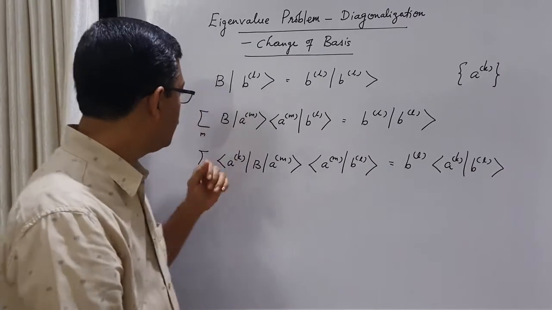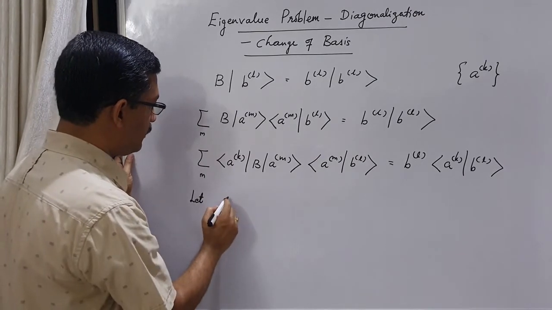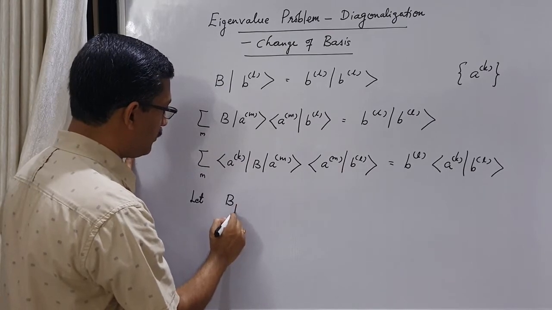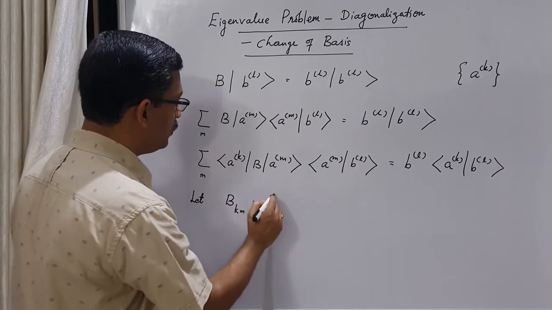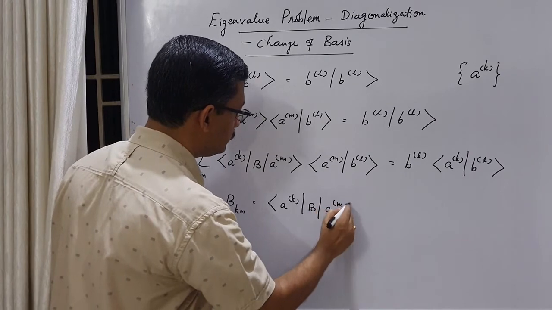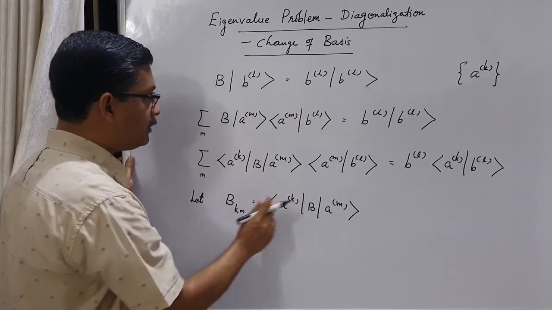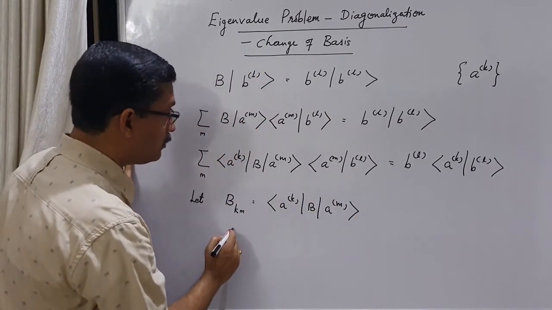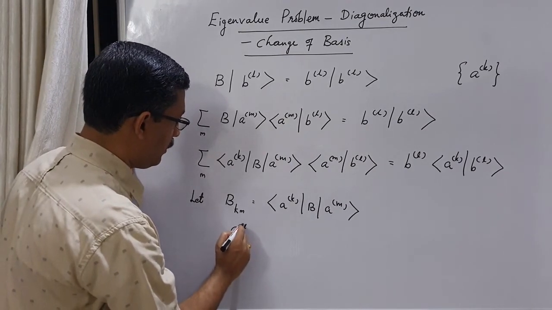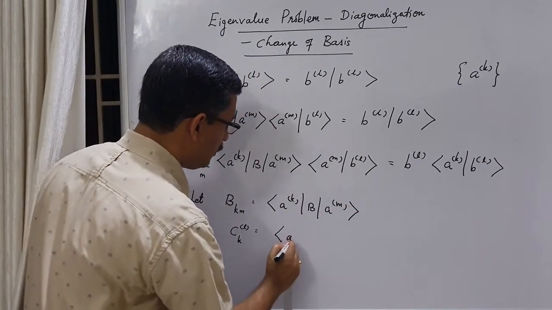And now let us introduce a shorthand notation, and see how this can be converted into matrix language. Let us define B_KM equal to <AK|B|AM>. Obviously, these are the matrix elements of B in the old basis AK. And here, let me introduce this notation: C_K^L is equal to <AK|B^L>.